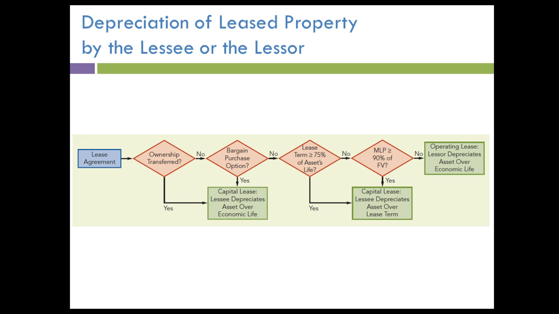If the ownership is transferred, it becomes a capital lease. The lessee is going to depreciate the asset. Okay? In the case it becomes a capital lease, the lessor is going to treat it as a sale. So if the ownership isn't transferred, then we have to determine if it's a bargain purchase. If it is, then it's going to be depreciated by the lessee. If it's not a bargain purchase, then is the lease term greater than or equal to 75% of the life of the asset? If that's the case, then the lessee is going to depreciate that asset over the term of the lease.